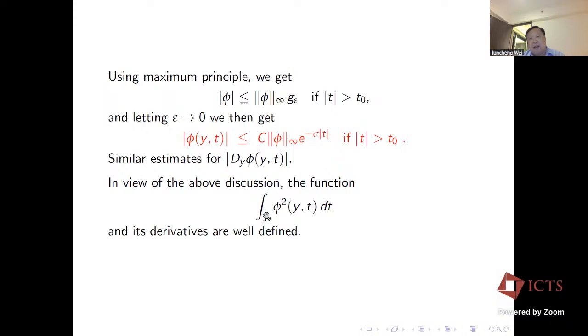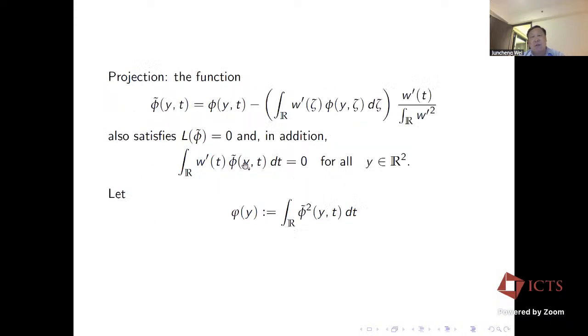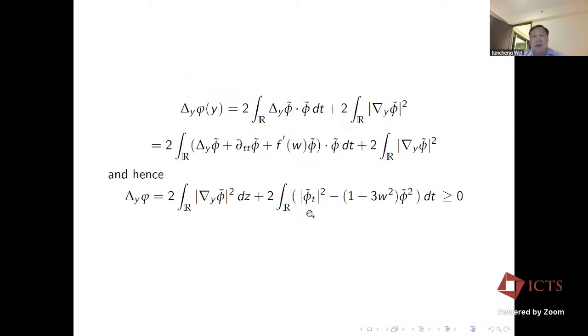So we decompose our phi for each y. We decompose phi into the direction of w prime and the direction orthogonal to w prime. For the orthogonal part, we compute the Laplacian and integrate, and we find that this is non-negative. So the Laplacian of this is non-negative.